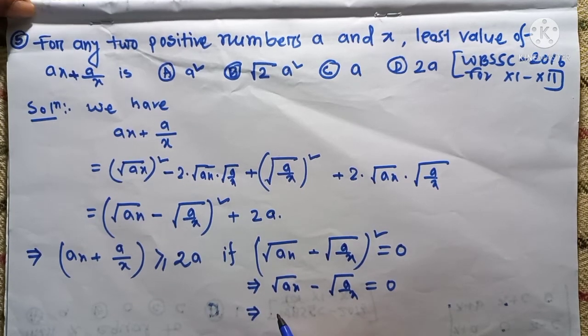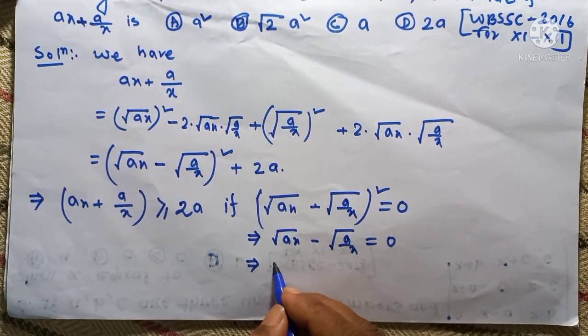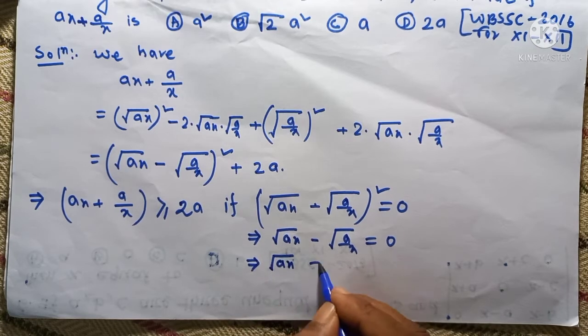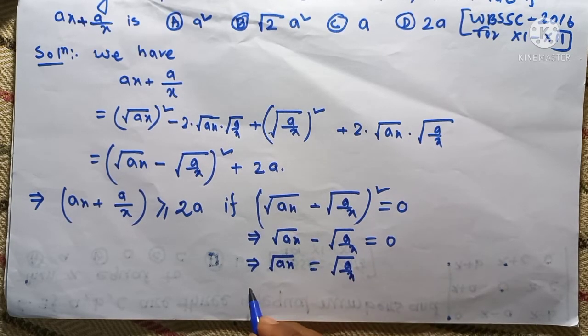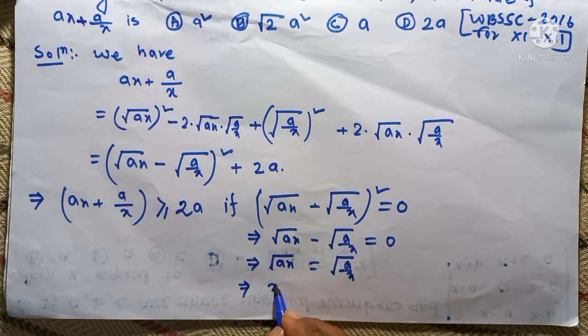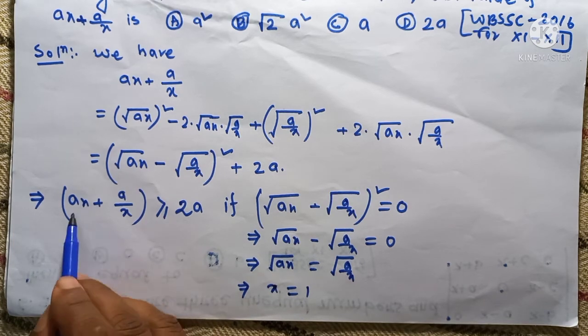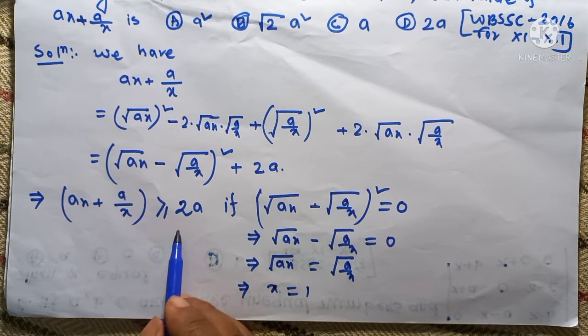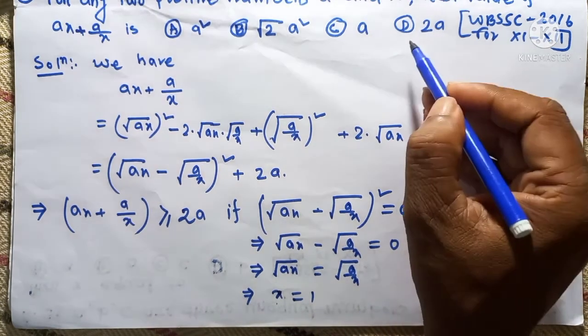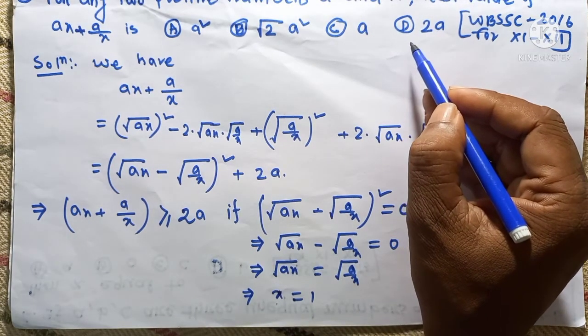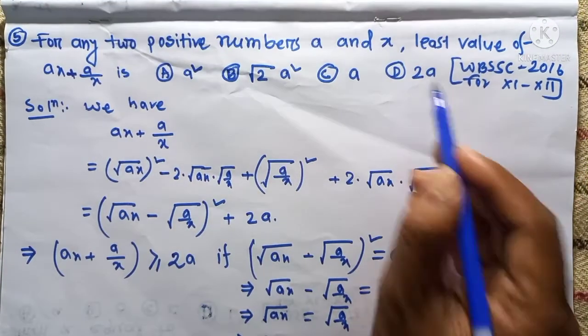This implies ax equals a by x. This implies x equal to 1. Therefore, the least value of ax plus 1 by ax is 2a at x equal to 1. So the correct answer is option D, 2a.